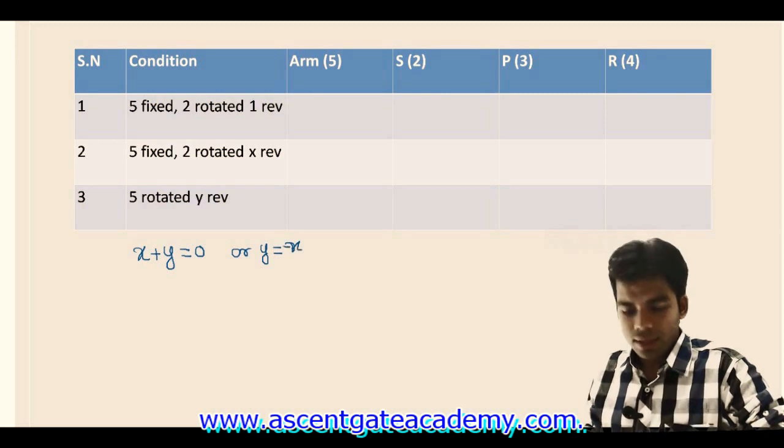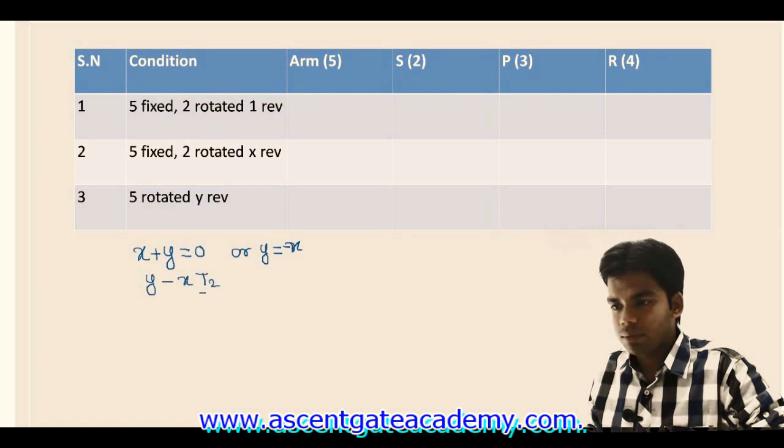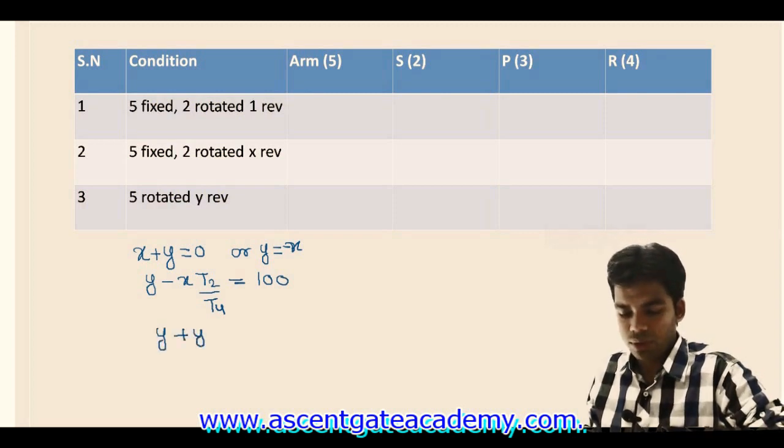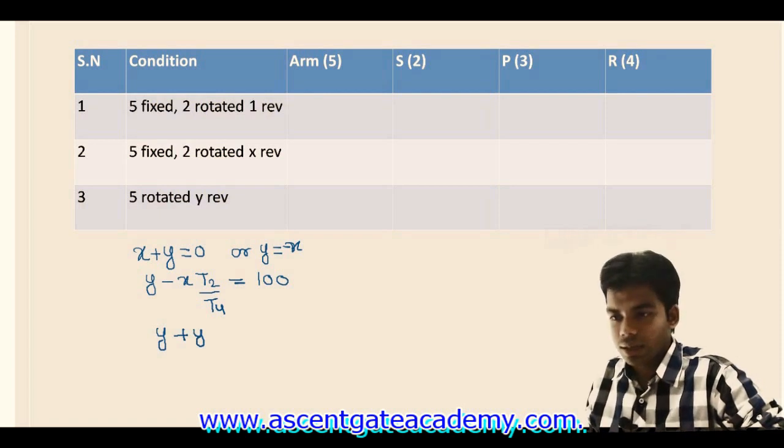First thing. Next, y minus x into T2 by T4 is given as 100, the speed of ring gear 4. Okay, just put the value of x, y plus y into T2 by T4. T2 is 60, T4 is 100. So this will be equal to 3 by 5, and this is equal to 3 by 5, y is equal to 100.